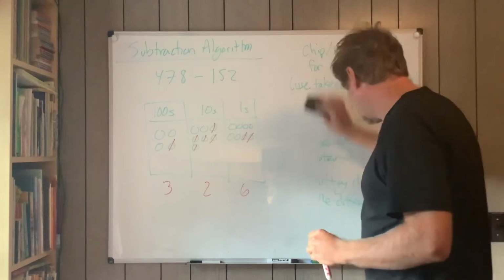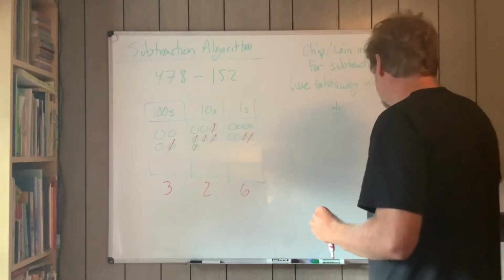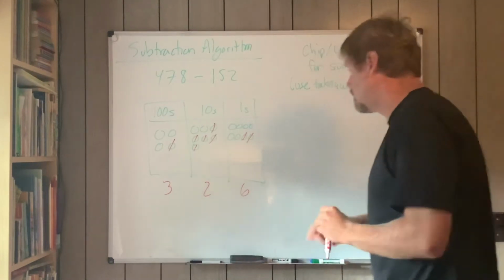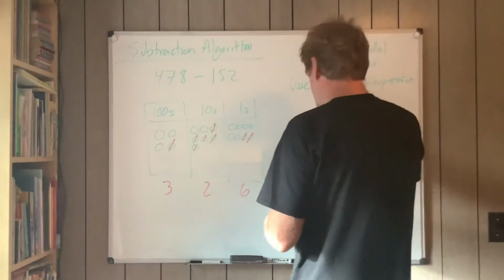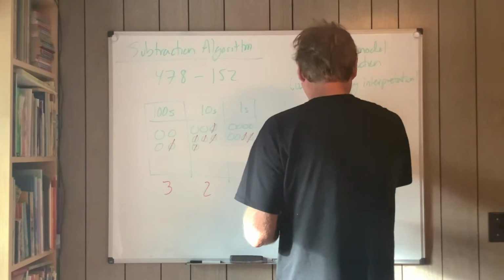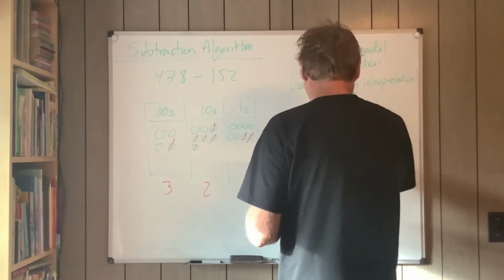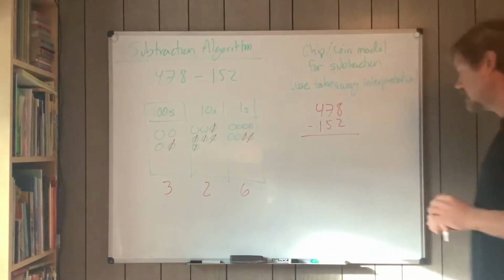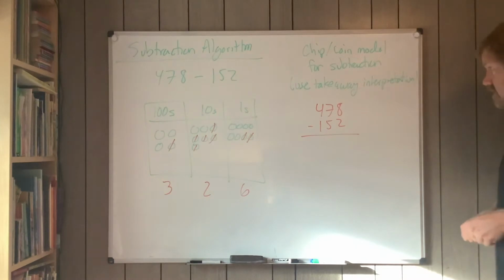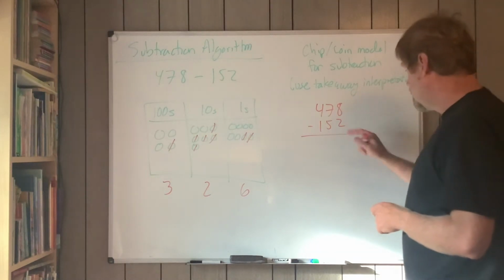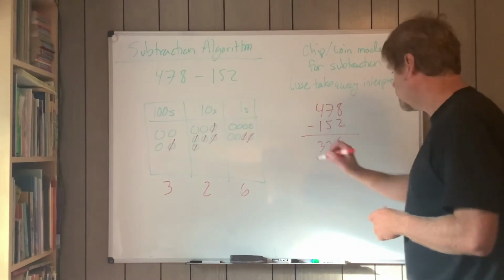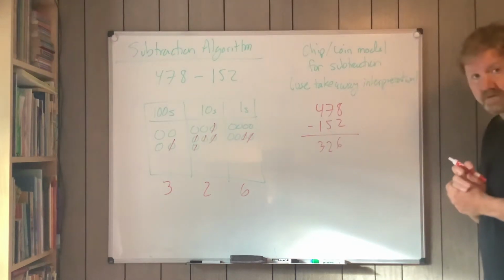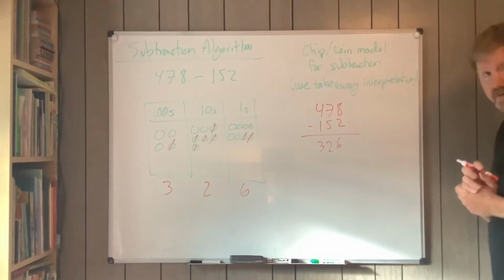The other thing I'm going to want to do with this is let's do the column algorithm now. All right, so now, 8 minus 2 is 6, and 3. This one's very straightforward, which was my intention.